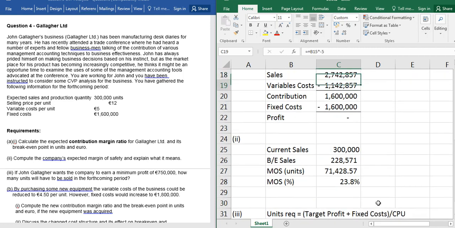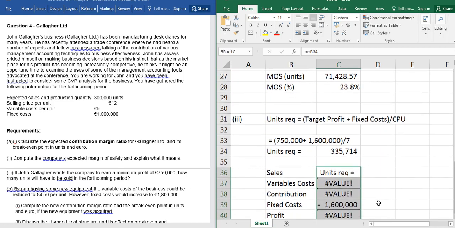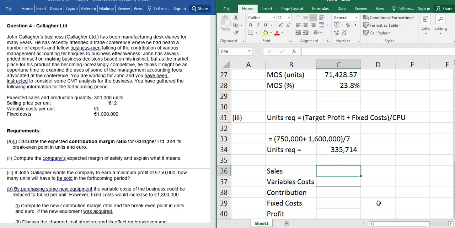Again, just to prove that, it's no harm every so often, particularly for tutorial purposes. Well, is my number correct? If I do sell 335,714, what does my profit figure look like? Well, if I sell that, I'm going to have that times 12 will be my revenue because I sell each of them for €12 a unit. My variable costs will be that times 5, which gets me to 1.6 million variable costs. My contribution is one minus the other, 2350.